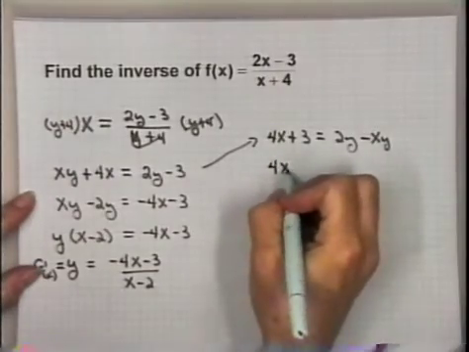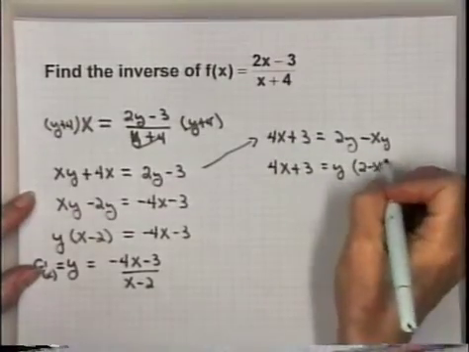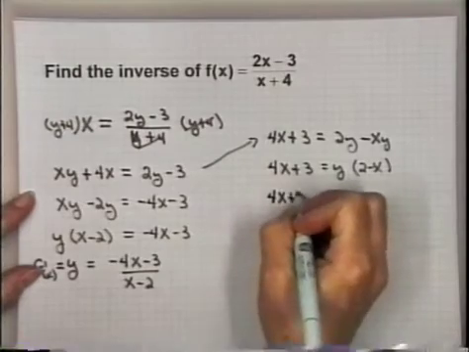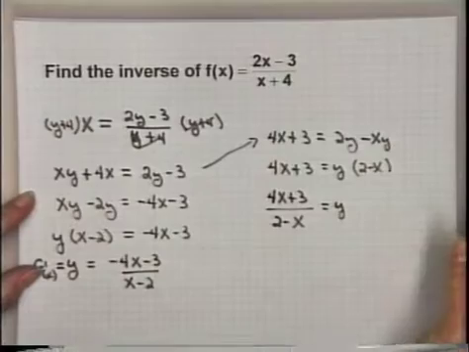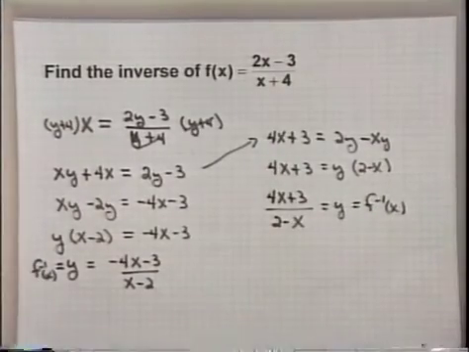Now, we're going to factor out y. That leaves me y times 2 minus x. And then we'll divide. So 4x plus 3 divided by 2 minus x is equal to y. And again, I could use that f inverse of x notation.